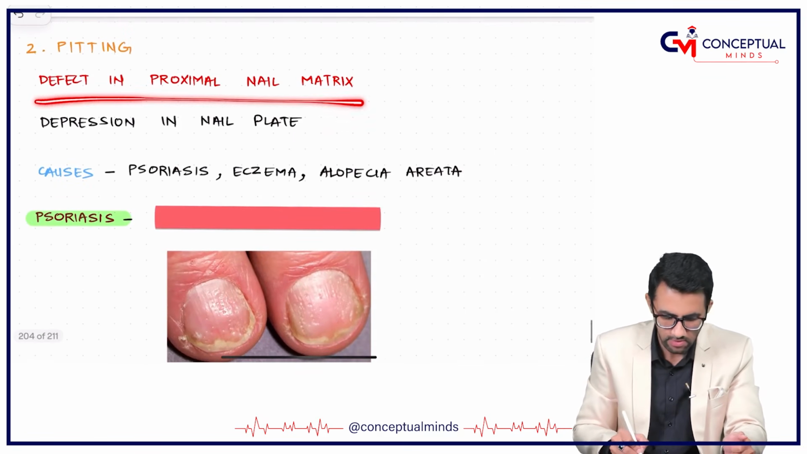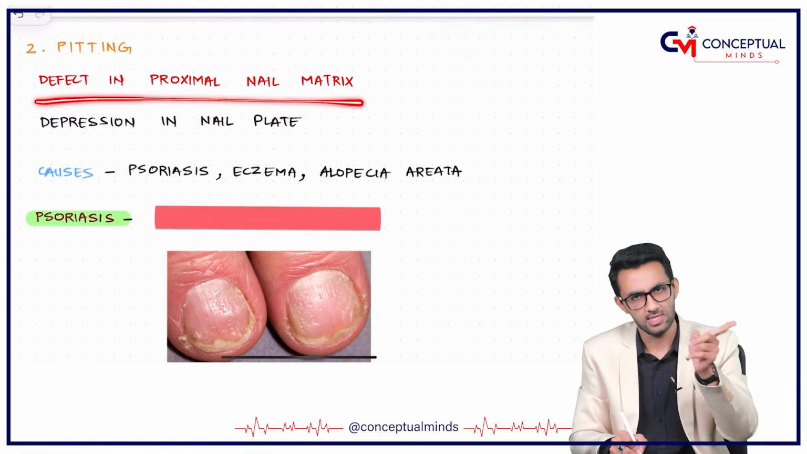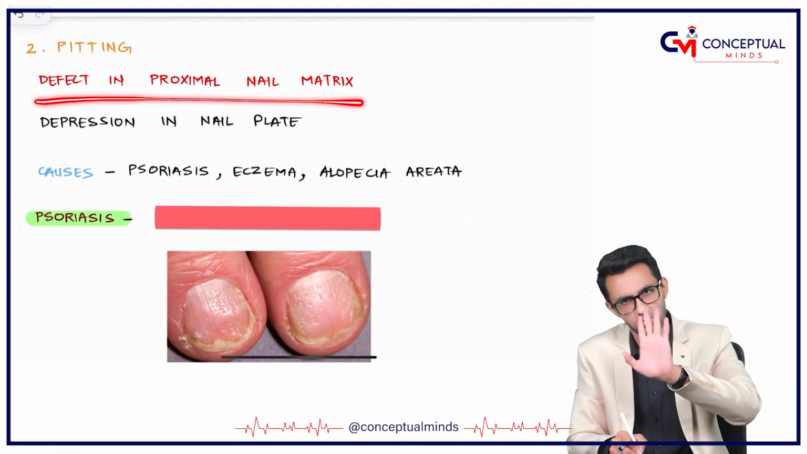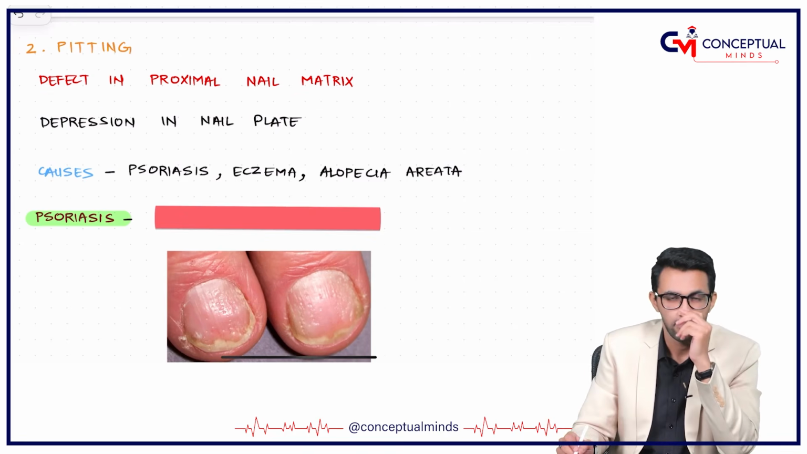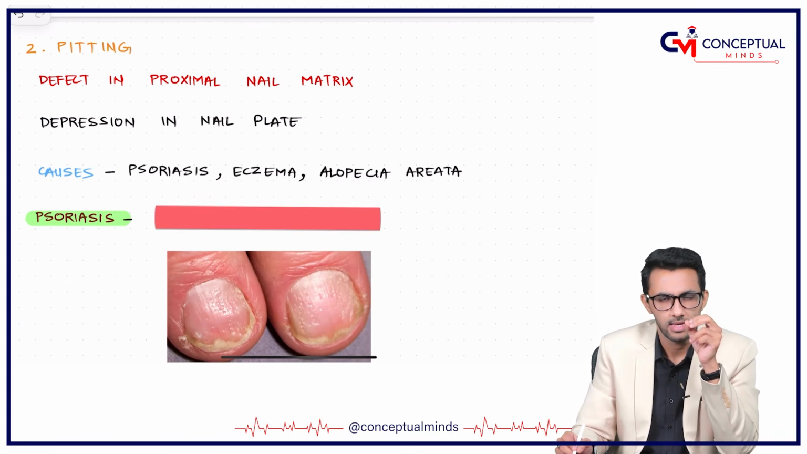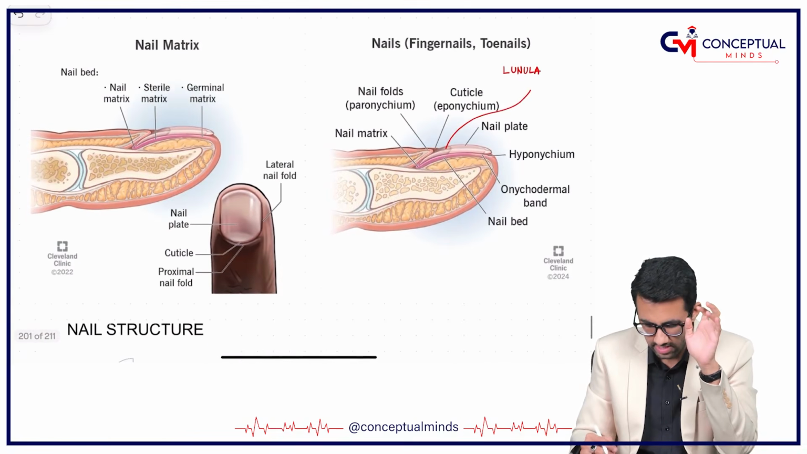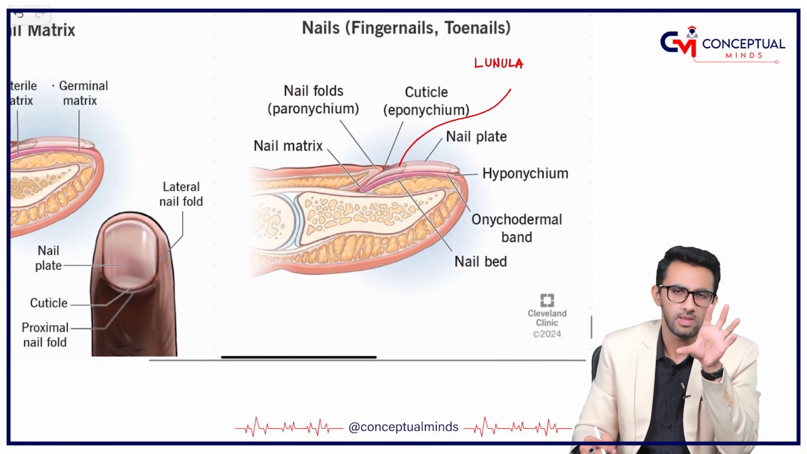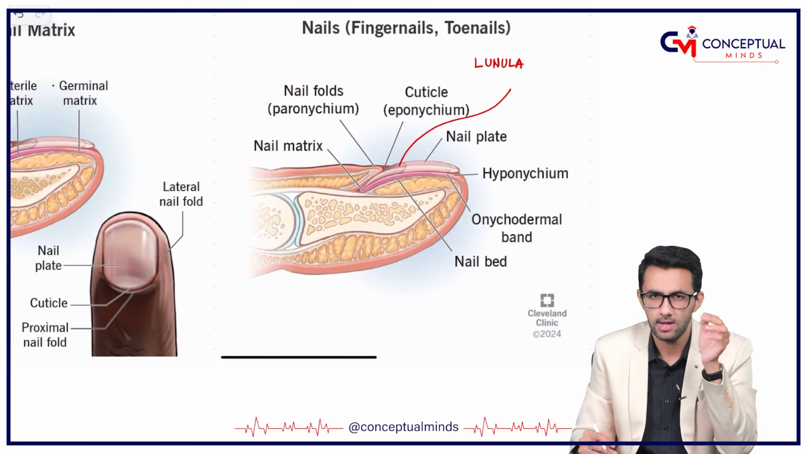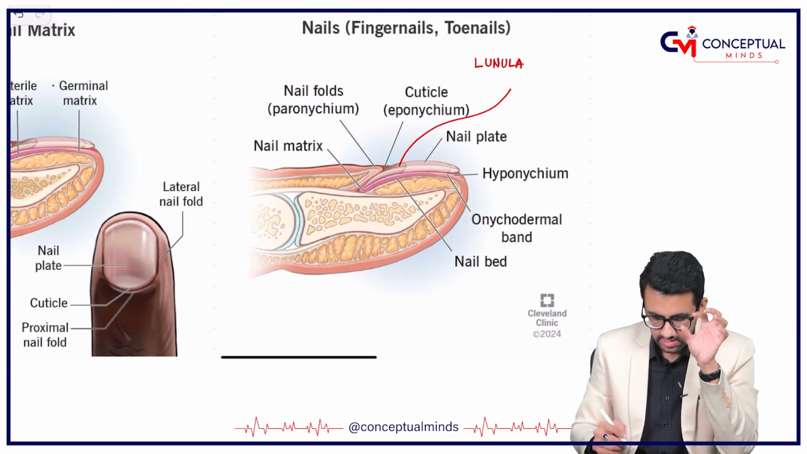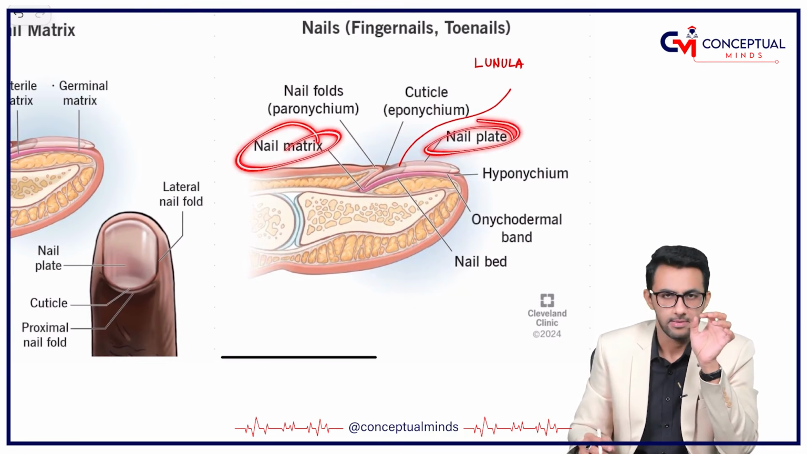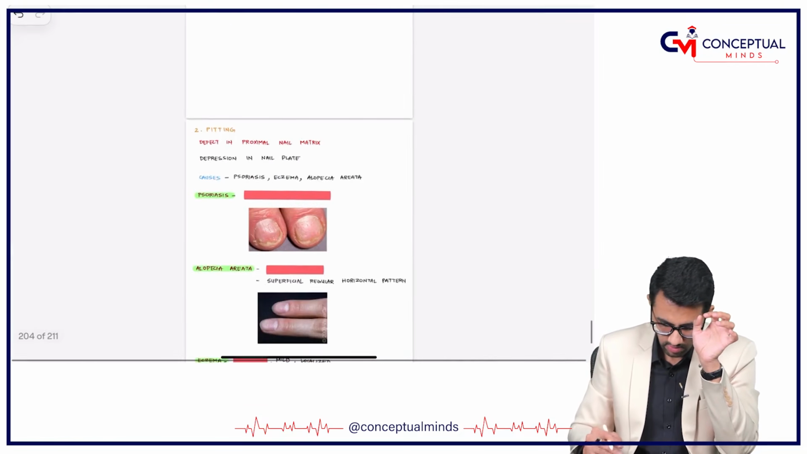As I mentioned before, the problem could be in two places, either the nail plate or the nail matrix. If there is a defect in the nail matrix, it could be pitting. The orientation should be very clear, so we should know this part very well. I repeated it two to three times. This is the part, the nail matrix and the nail plate. Okay, we go on to our discussion.